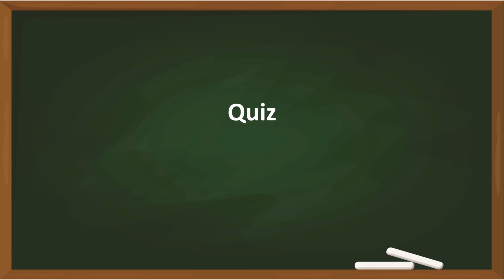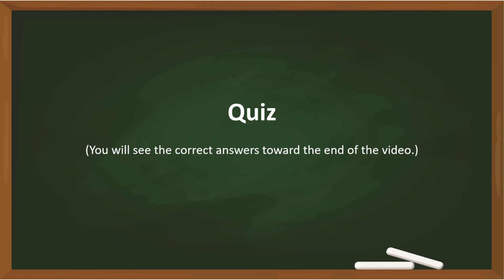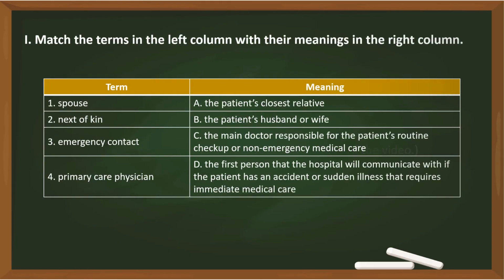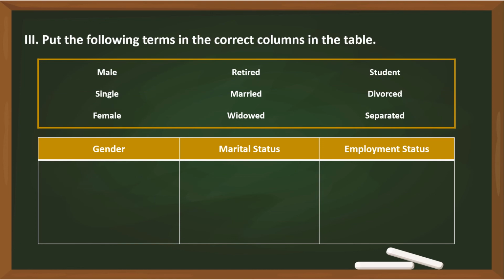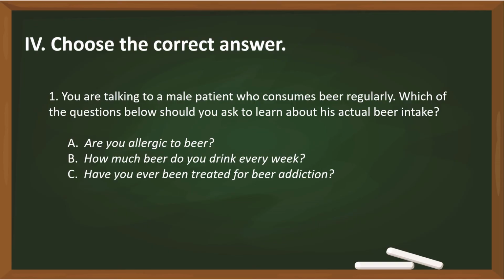Let's take a 4-part quiz to check your understanding. You will see the correct answers toward the end of the video. Part 1. Match the terms in the left column with their meanings in the right column. Part 2. Fill in the blanks with the correct terms from the box. Part 3. Put the following terms in the correct columns in the table. Part 4. Choose the correct answer.